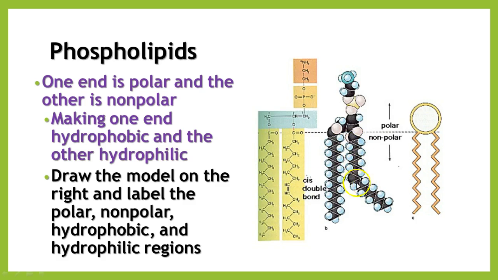Usually at least one of these hydrocarbon chains has a double bond, a carbon-to-carbon double bond, which causes this little kink. And that's important because it helps keep the phospholipids from packing too tightly together, because we need to be able to get things through the membrane that we need to get through there. So draw this model, number C on the right hand side in your notes, and label it so that you can see the polar hydrophilic head and the nonpolar hydrophobic tails.